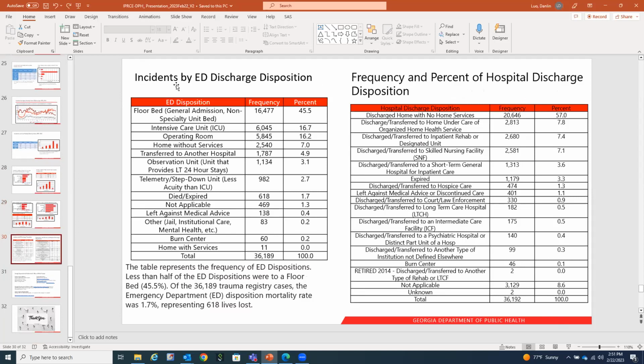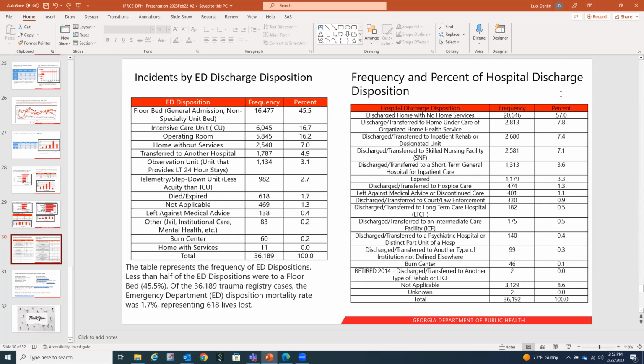Here is the incidence by ED discharge disposition. From this table, you can see that for 45.5% of patients, the discharge disposition is to go to the floor bed. And also you can find that 1.7% of the patients died in the ED. That represents 618 lives lost.